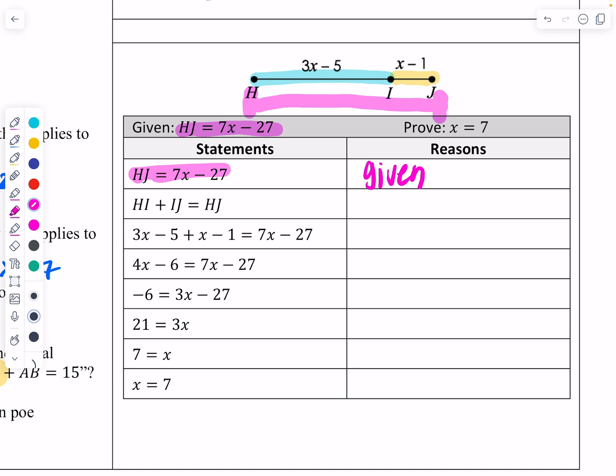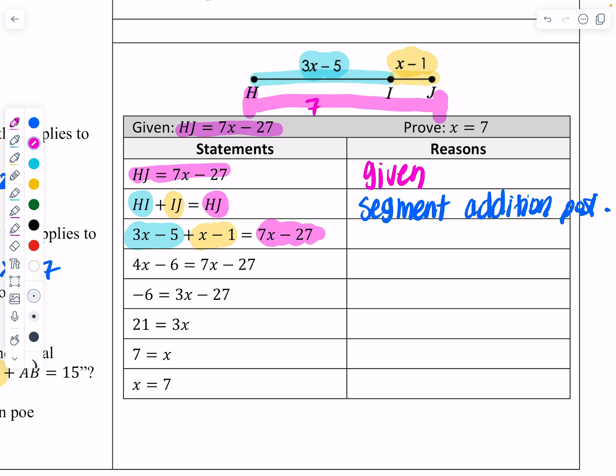Okay, and then it says in colors, we have the whole thing adds up to hj, and we have blue plus yellow adds up to pink. That is our segment addition postulate. Okay, and then they just sub in those values. So what was blue? 3x minus 5. What was yellow? Yellow is x minus 1. And I set that equal to the whole thing, which is hj, which is 7x minus 27. So this whole thing is 7x minus 27 from here all the way to here.